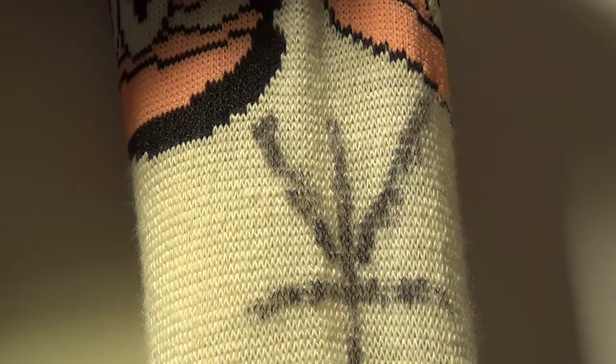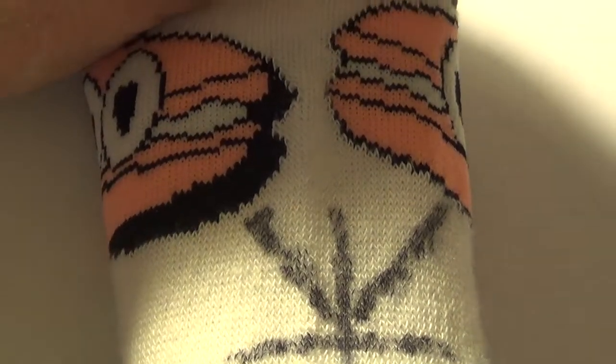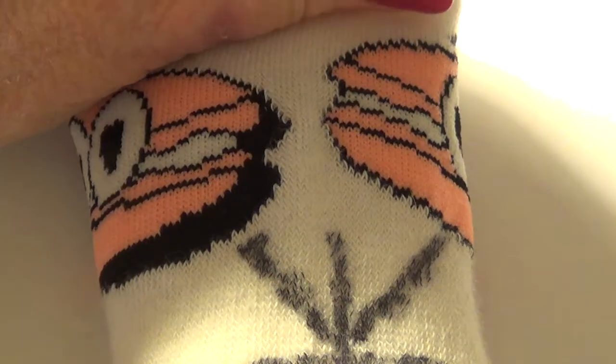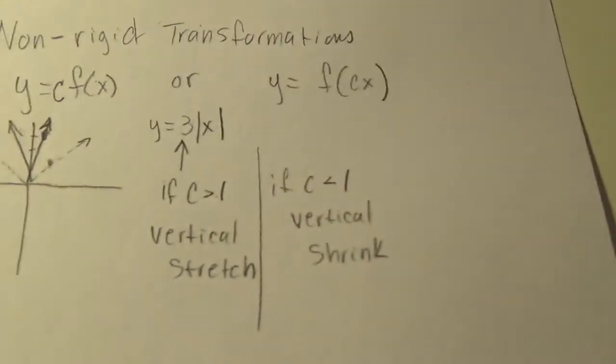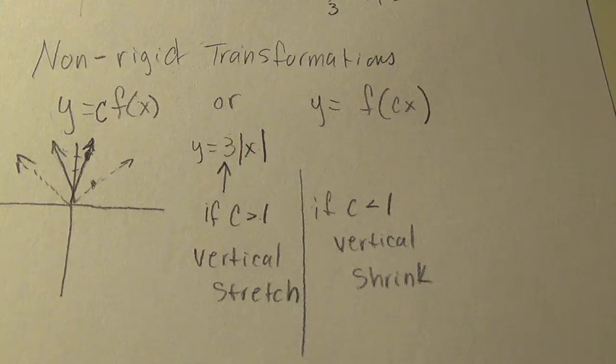So here it is, say that's the original function, and when I squish it in vertically, it gets shorter and fatter. So a vertical shrink, or keep the vertical stretch in view.